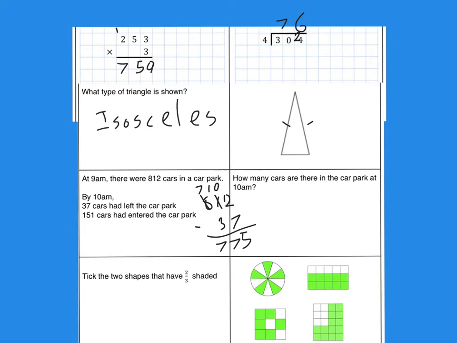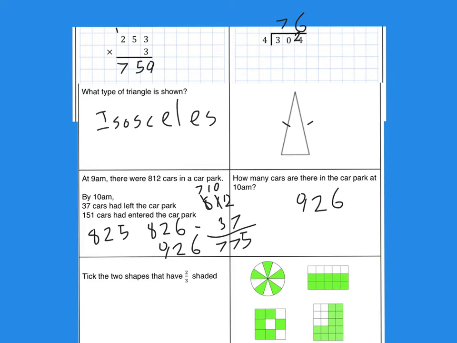Then it says another 151 cars came into the car park. So there was 775 plus 151. If you add the 50, it would bring you up to 825. Add the 1, 826. Then add the 100, 926. So 926 is your answer.